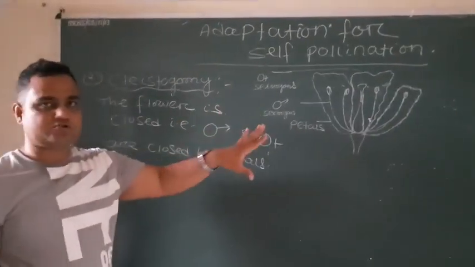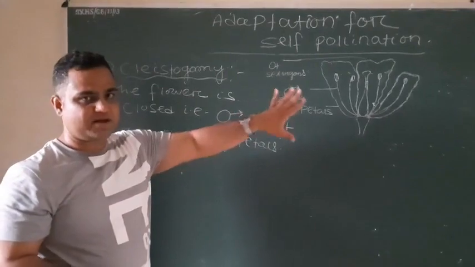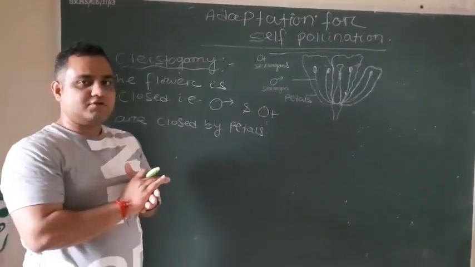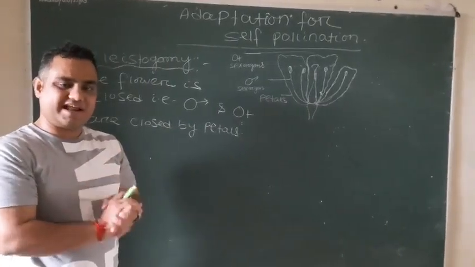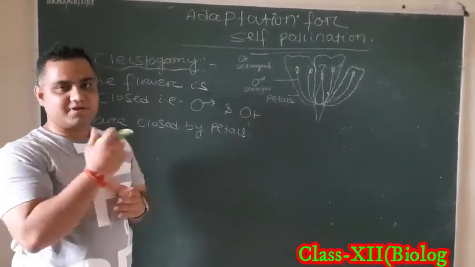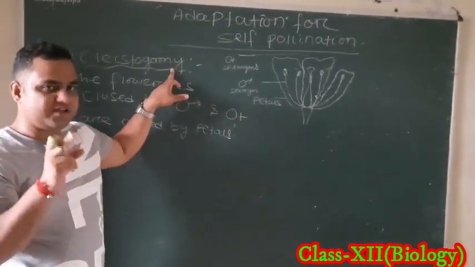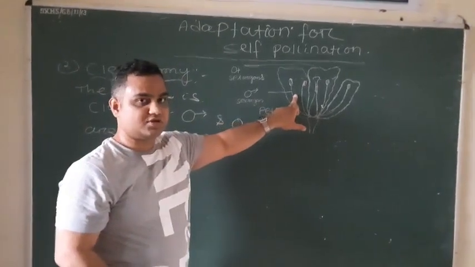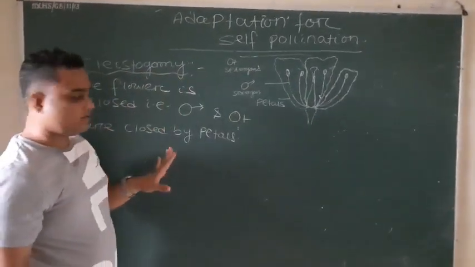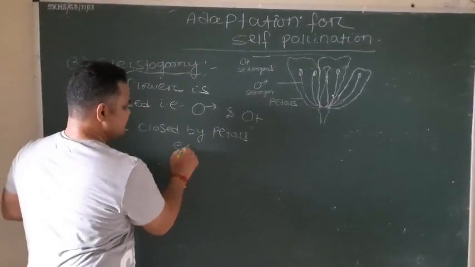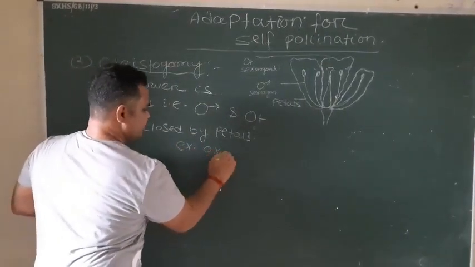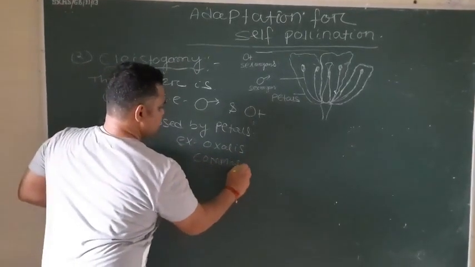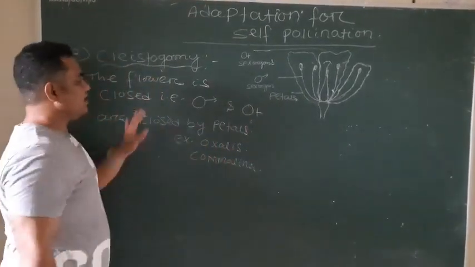As the flower is closed, and the male and female sex organs are closed, there is no chance of transfer of pollen grains by pollinating agents from a different plant. So cleistogamy always favors self pollination. The reason is the flower is closed. This is all about cleistogamy, and the best examples are Oxalis and Commelina.